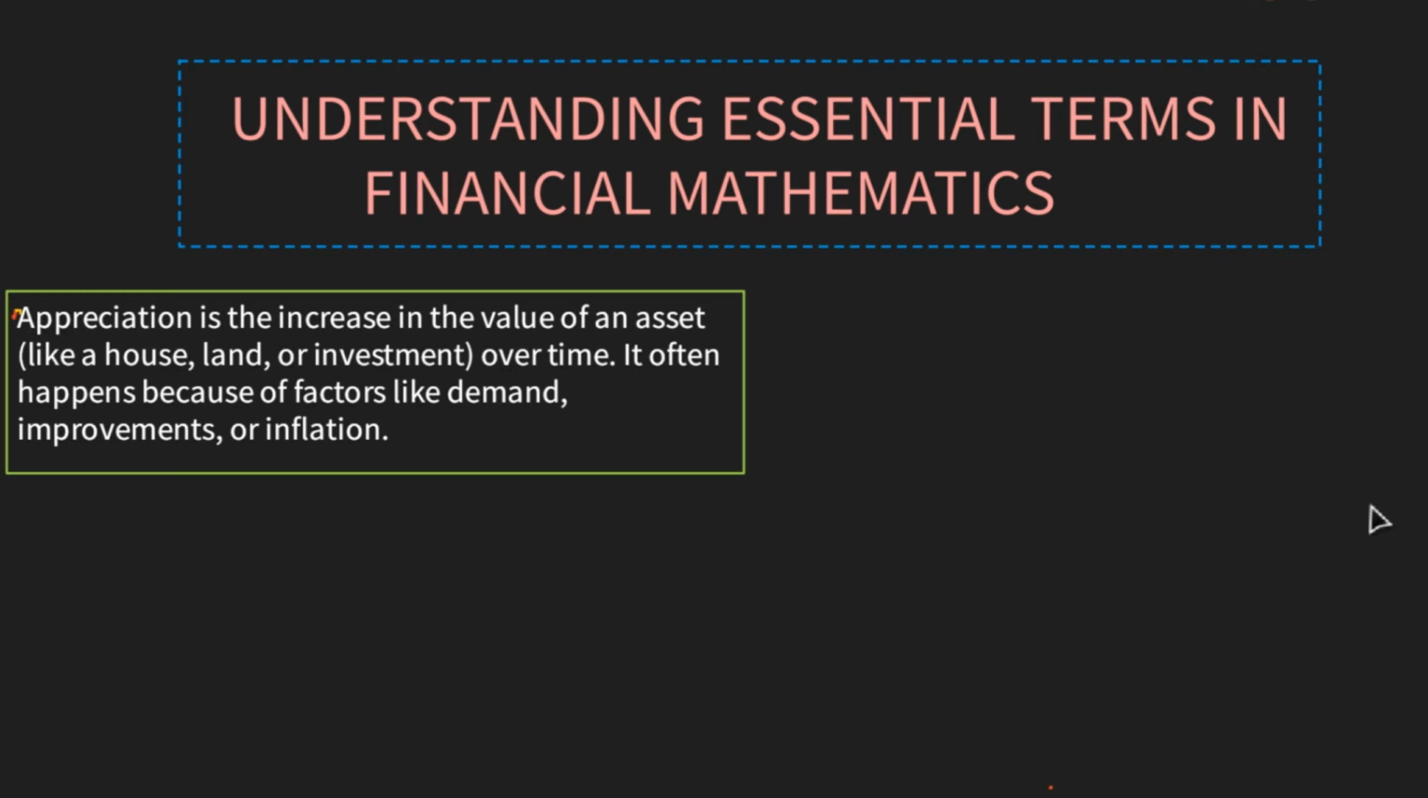So the first term that we must ponder is appreciation. It is the increase in the value of an asset like a house, land, or investment over time. It often happens because of factors like demand, improvements, or inflation.